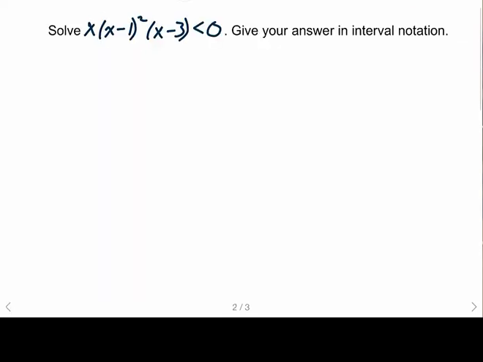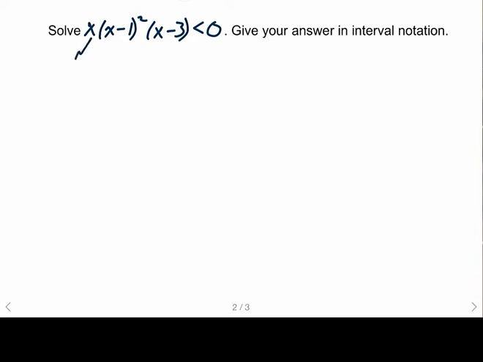Let's get started. Solve x times the quantity x minus 1 squared times the quantity x minus 3 is less than 0. And we're to give our answer in interval notation. I want to distinguish again from solving equations. We did this with quadratic inequalities. We're going to do it again with polynomial inequalities.